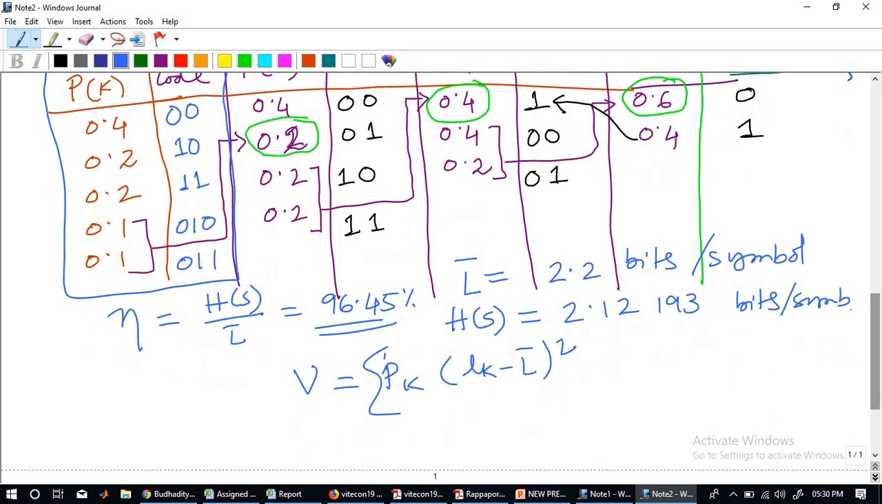So for the corresponding probability, the respective LK are the bits. In the case of the first probability it is 2, second is 2, third is 2, fourth is 3, and the next is 3. So LKs are given by that. L average you have calculated as 2.2 bits. Take the square of it, multiply with the respective probabilities. 0.16 is the calculated value. So this is my variance. We'll keep this as an example.